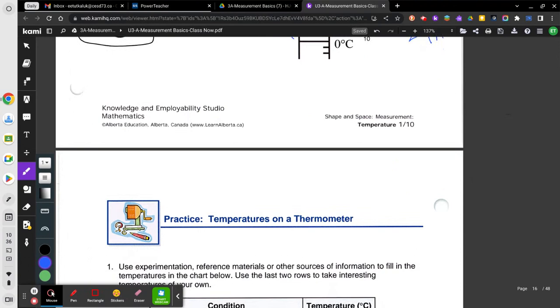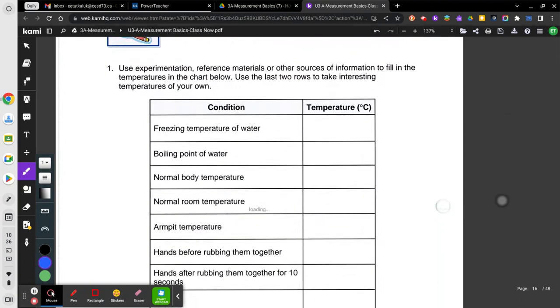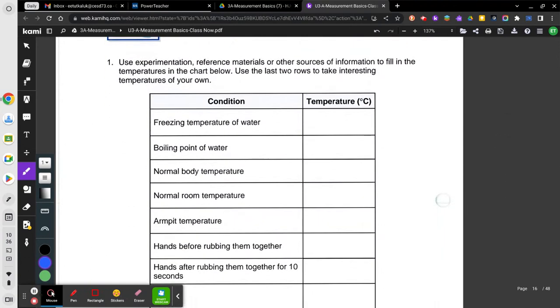Okay? All right, turn your page. We're going to be practicing these ones. So we're going to write down the ones that we know. So freezing temperature of water. These are the ones that we need to remember.